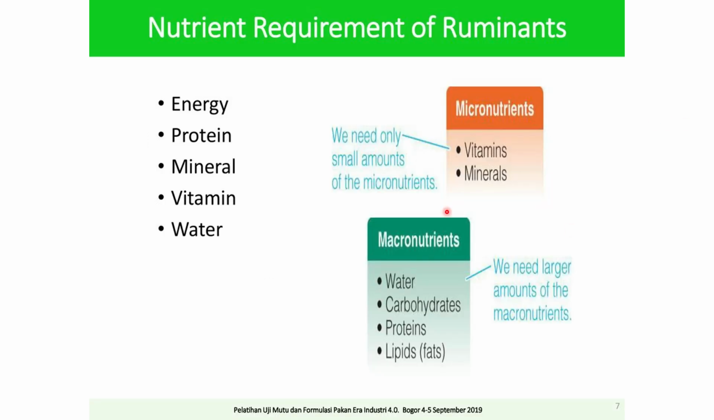So the nutrient requirement of ruminants, as you can see here: energy, protein, mineral, vitamin, water. Energy is mainly carbohydrate. We need only small amounts of micronutrients like vitamin and mineral. But macronutrients like water, carbohydrate, protein, and lipid, we need in larger amounts. So I think all of us understand: animals need energy, protein and water a lot. But animals also need mineral and vitamin in small amounts.